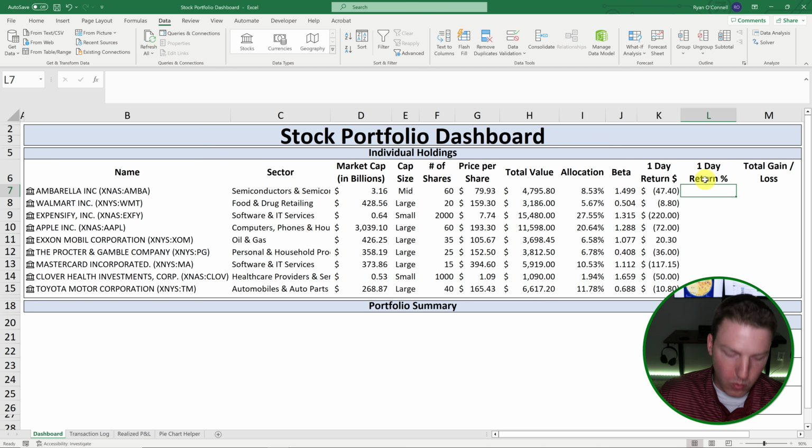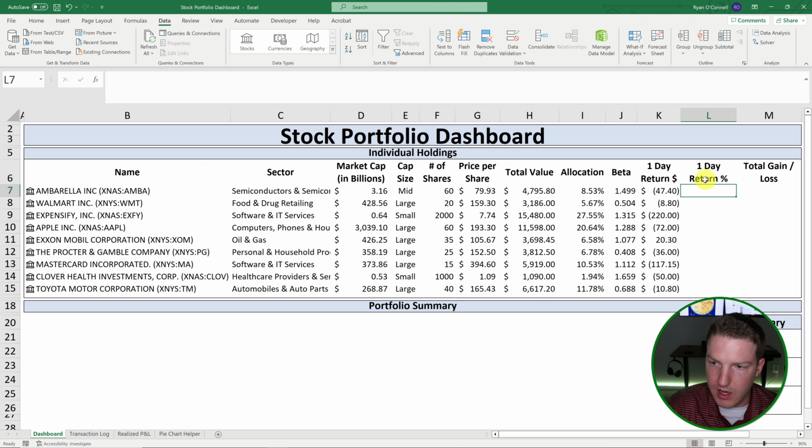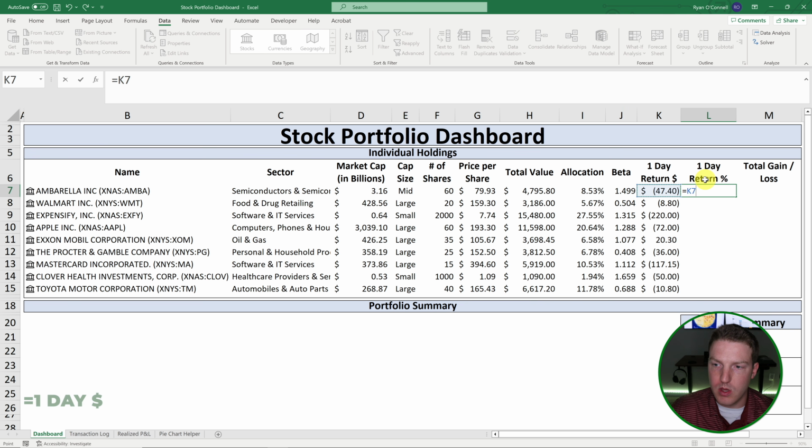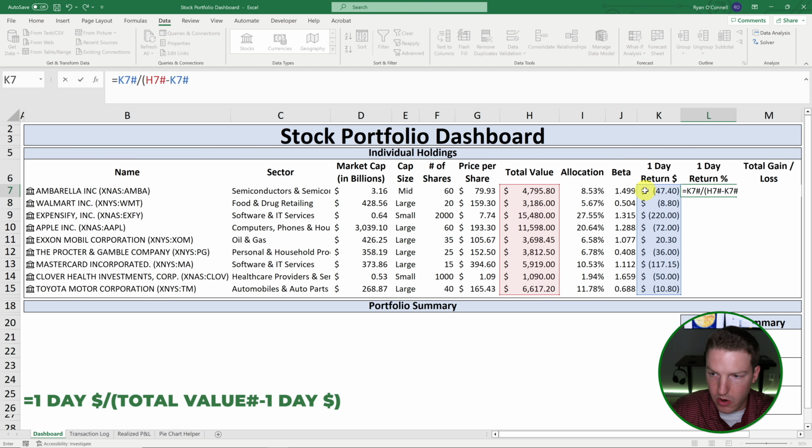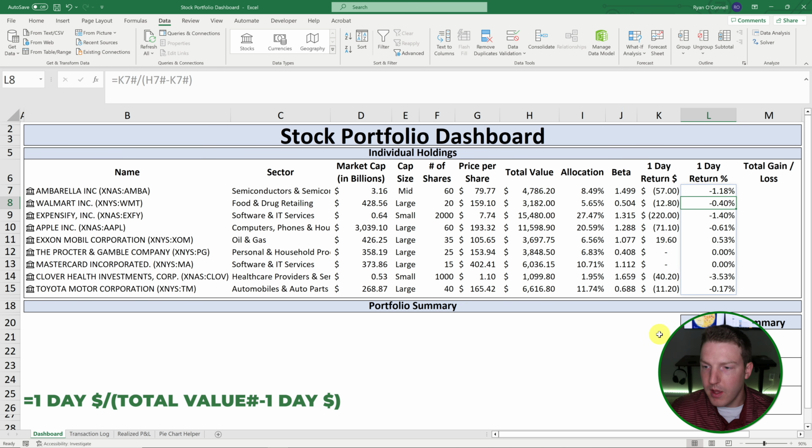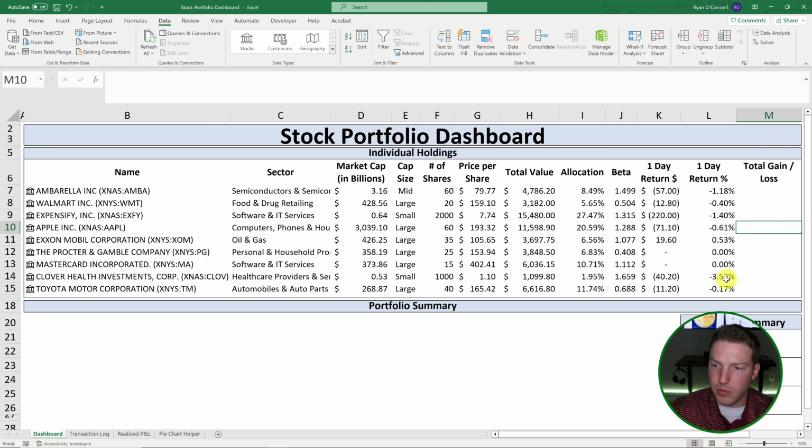Now we just want to find out what was our actual return percentage, which is going to be equal to the amount that we gained or lost today, divided by however much we started the day with in that position, which is just going to be equal to this total value here. And then we actually have to subtract out the amount that we gained or lost today to get back to our starting value. Let's hit enter. And there we see what was our total percentage gain or loss on each position today.